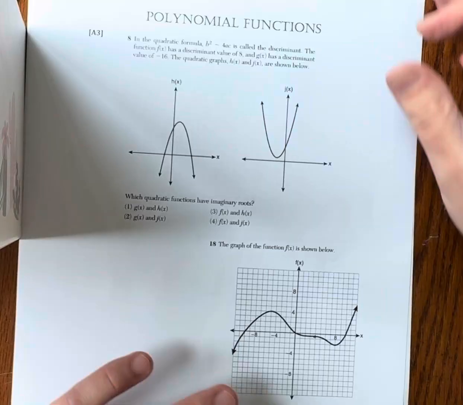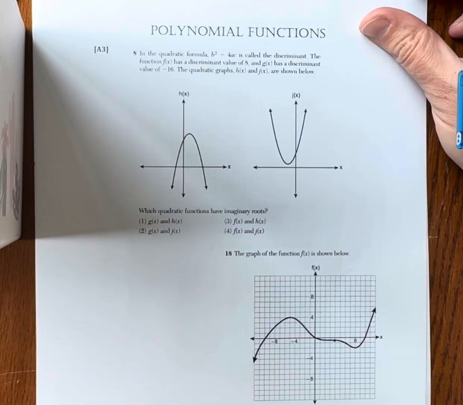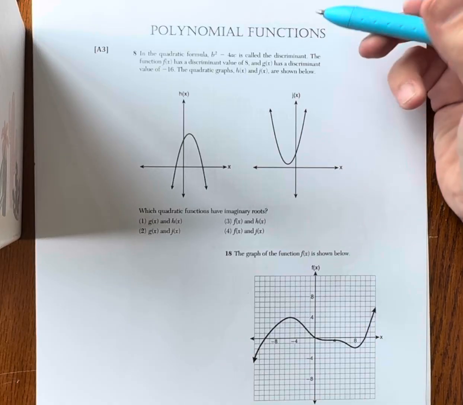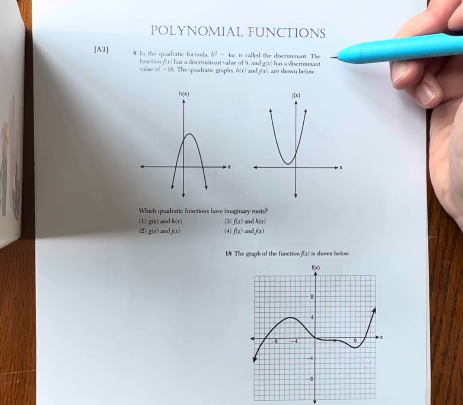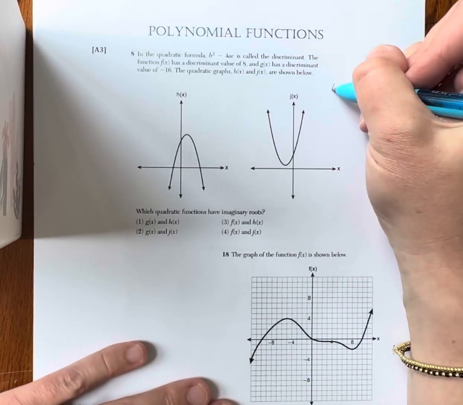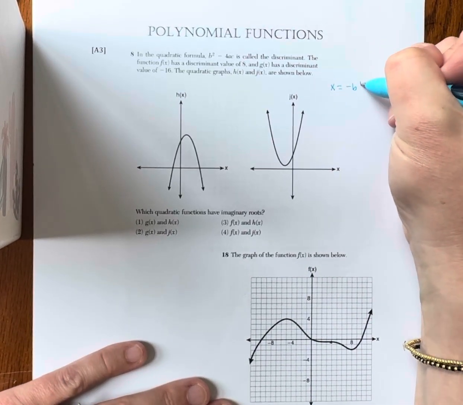All right, the next question says, in the quadratic formula, b squared minus 4ac is called the discriminant. So that's just like a random word. The function f of x has a discriminant value of 8. So the quadratic formula is on the reference sheet.